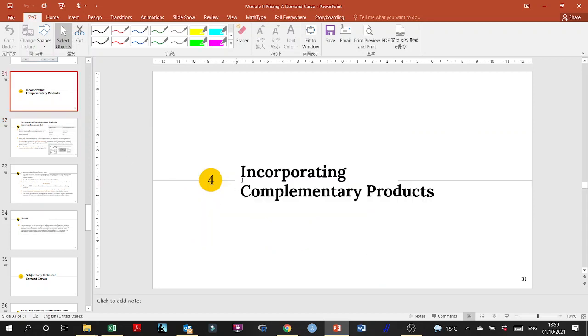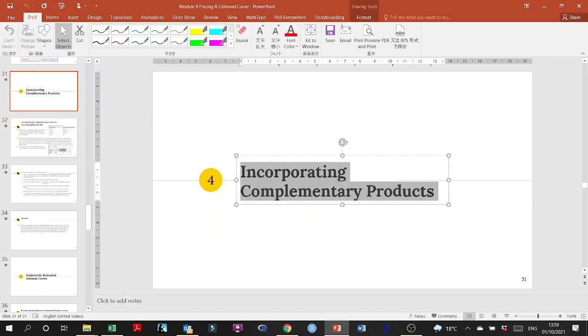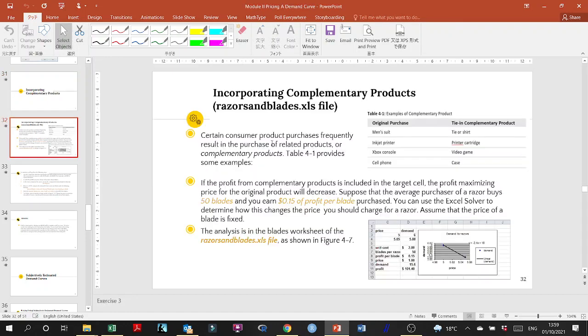Anyway, in this session, we're going to talk about incorporating complementary products. What are complementary products? Products that you buy with other products. For example, if you buy a suit, you need a shirt and a tie. If you buy a printer, you need an ink cartridge. If you're buying the hardware, the Xbox, then you need the video game, the software. If you're buying a cell phone, you definitely need the case for the cell phone.